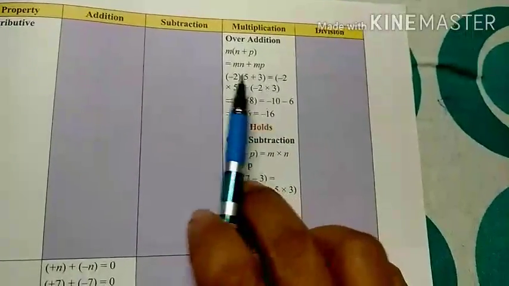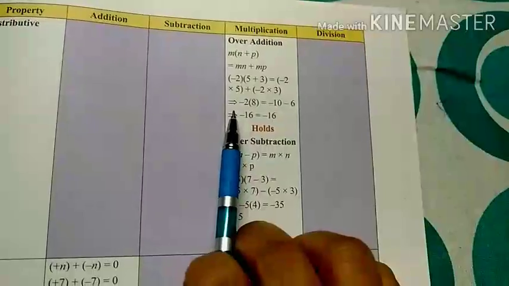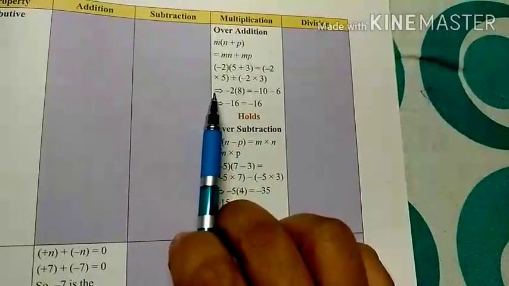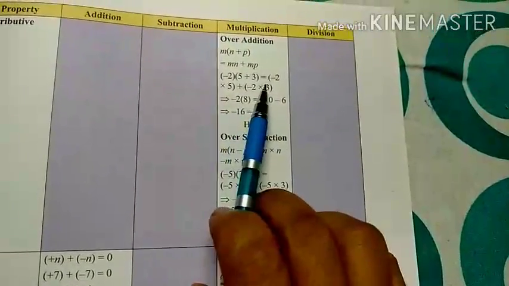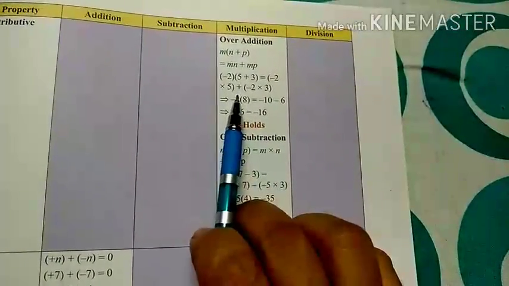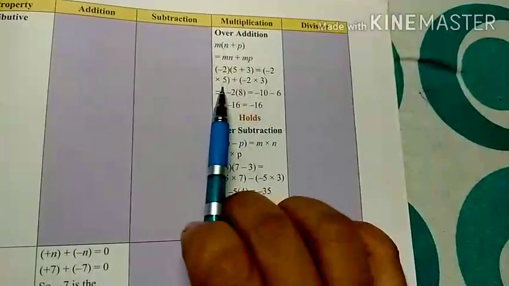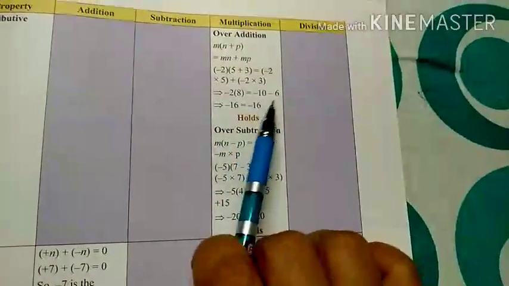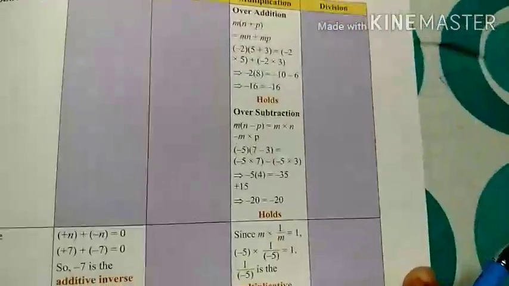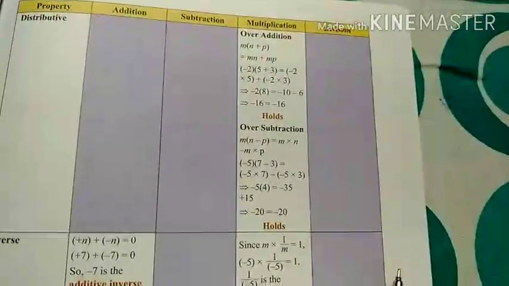Suppose I have three numbers like -2, 5 and 3. First I add 5 plus 3 and then multiply by -2. That is -16. But if I multiply -2 individually, first with 5, then a plus sign between that, then -2 with 3, I get -10, -6, that gives me the same answer as the left side. That means instead of adding first and multiplying later, if we multiply the two numbers individually first and add later, we get the same answer.